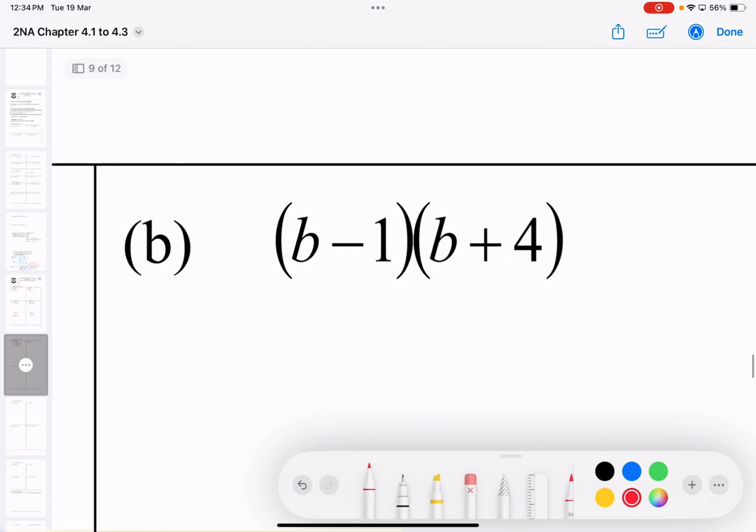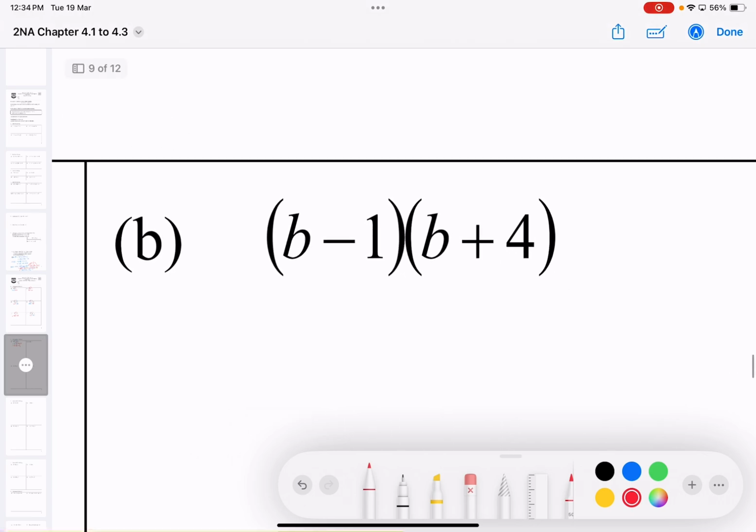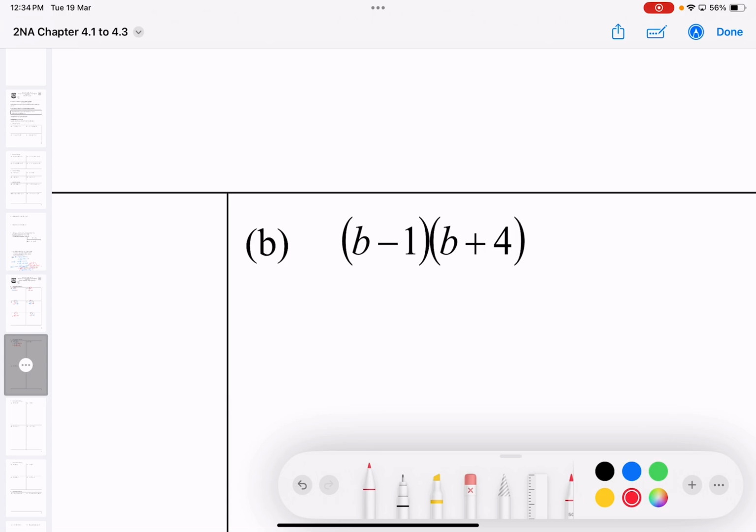Same thing, I have two terms over here. First thing, I am going to ignore the second one. I'm just going to look at the first one. So if I look at the first one, I'm going to take b times b. b times b gives me b squared. Next, b times 4 gives me 4b. I have done the first one already. After I've done the first one, I ignore it.